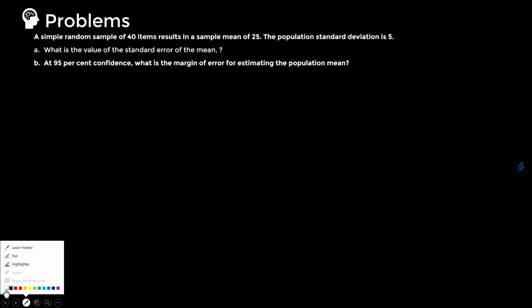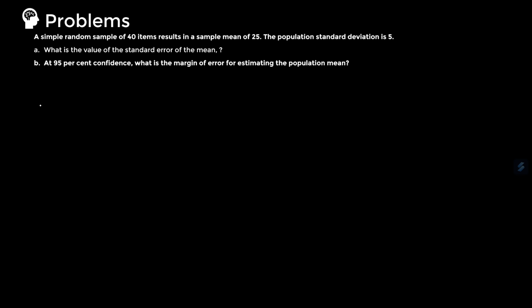Let's understand this topic in a deeper sense by solving some problems. A problem says that a simple random sample, small n, of 40 is given to us. So we have 40 as our sample size, which results in a sample mean of 25, meaning x bar is given. The population standard deviation, that means sigma, is given, which is 5.